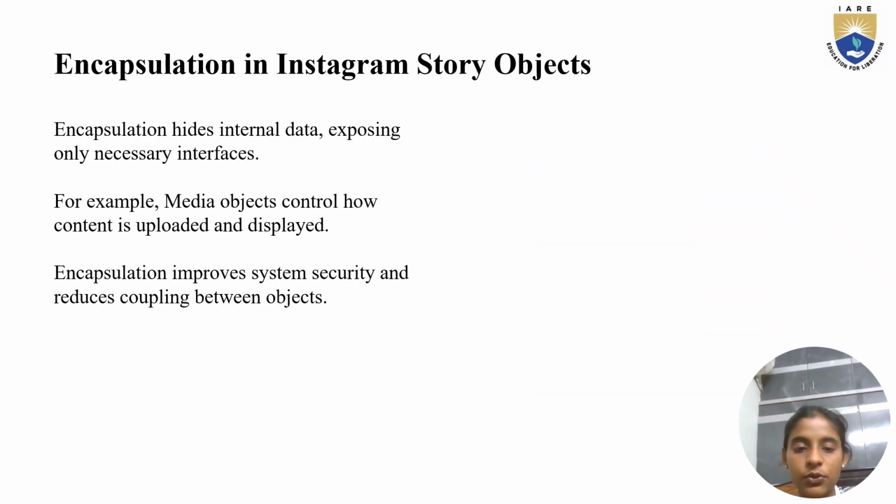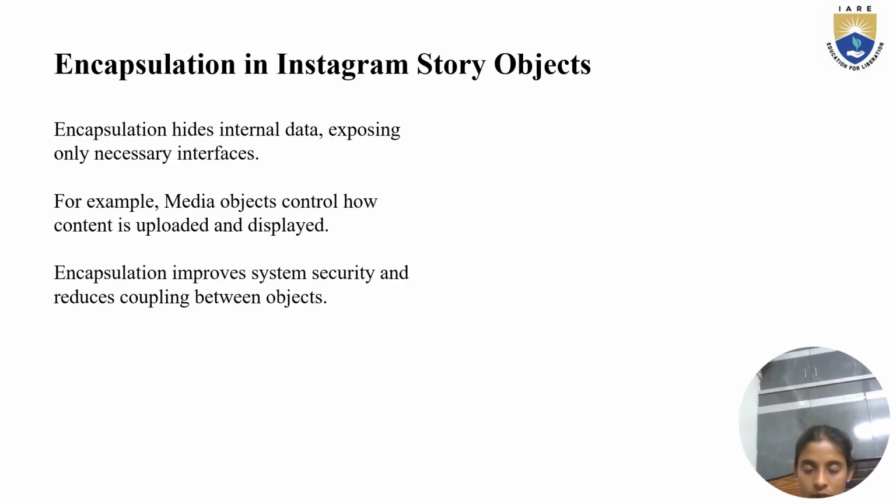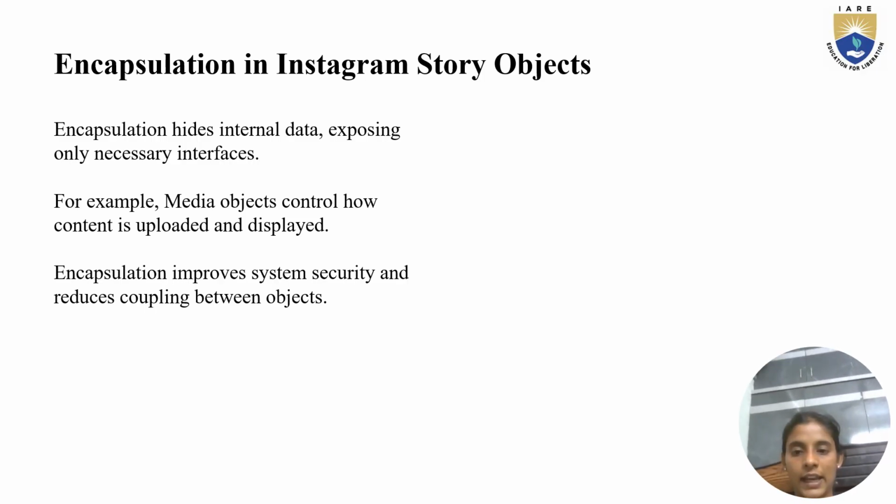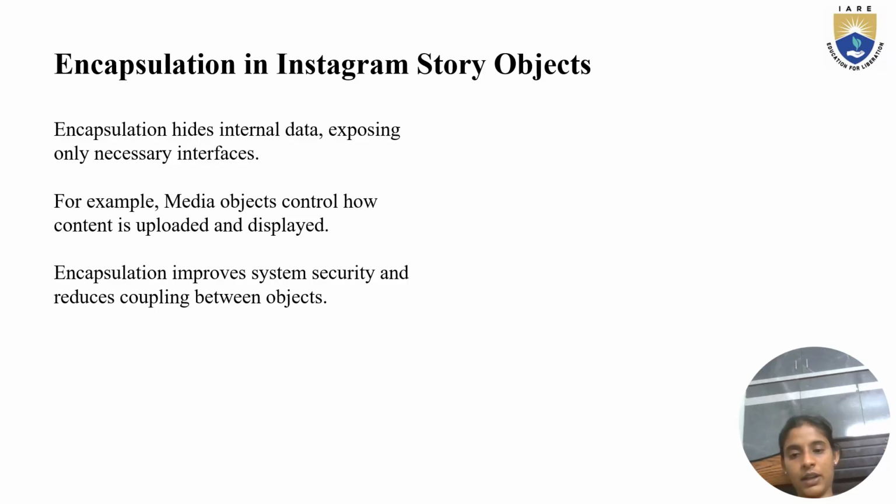Encapsulation in Instagram stories. In Instagram stories, encapsulation is applied by hiding the internal details of objects like story and media. Encapsulation hides internal details, exposing only the necessary interface. Example: the story class encapsulates data like media content, timestamp, and interactions, exposing only necessary methods like add media, view story, or delete story. This protects internal state and ensures data integrity.